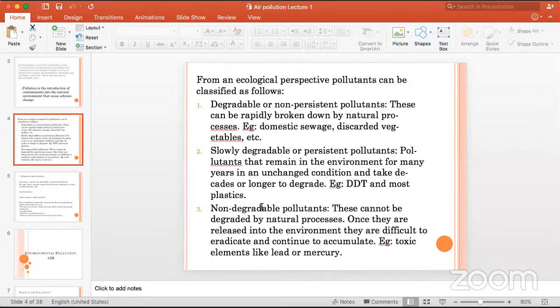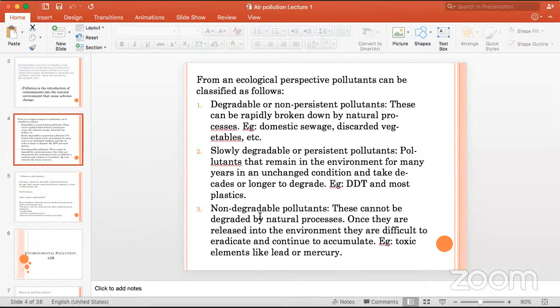Now, it looks a bit simple here, but students tend to get confused between non-degradable and non-persistent. So make sure that you're paying attention. Non-persistent pollutants are the degradable pollutants, right? They can be rapidly broken down. For example, your wet waste or the discarded vegetables, all of that is the degradable type of pollutant. The degradable type of pollutant is not so dangerous for the ecosystems. But look at the non-degradable type, the third type.